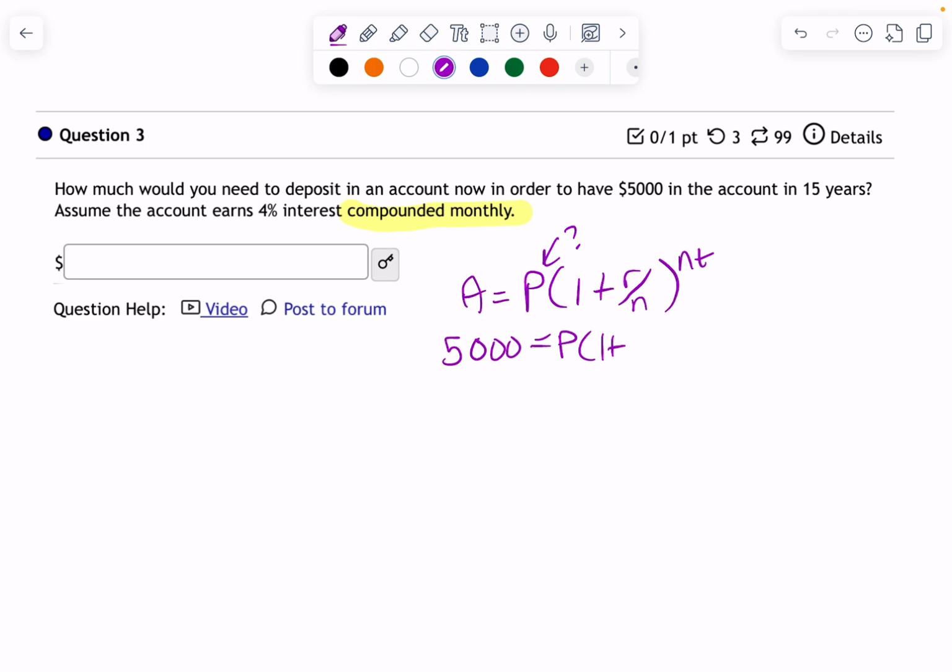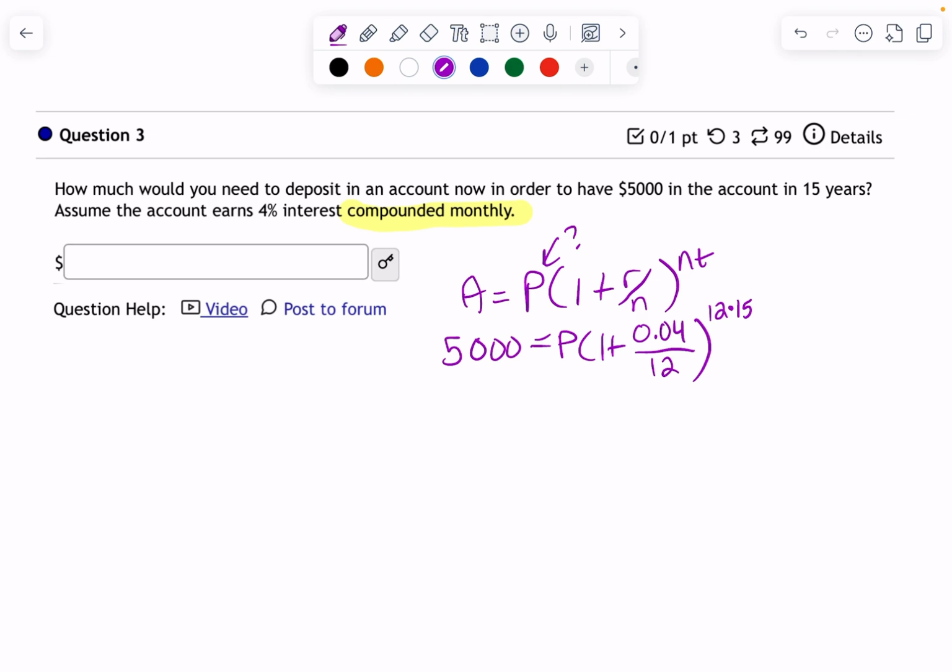ourselves. So I'm going to plug in the rest of the information. R is rate, which is 4% or 0.04. N is the number of years, 15. And again, we need to do the, N is the compounding periods. My bad. It's compounded monthly, so that's 12. So N is 12 again here, and T is 15.